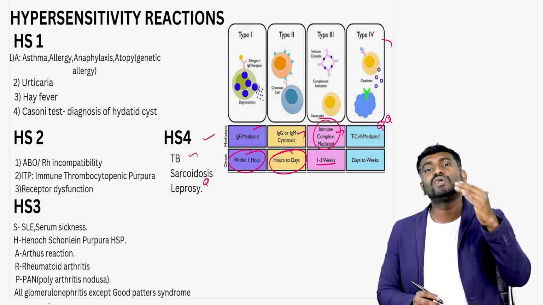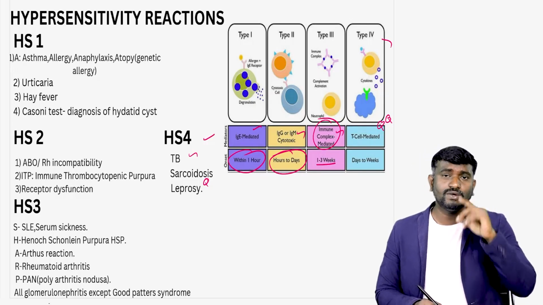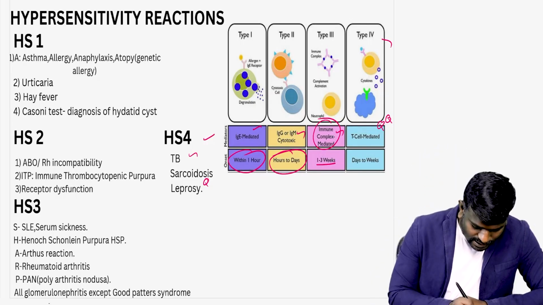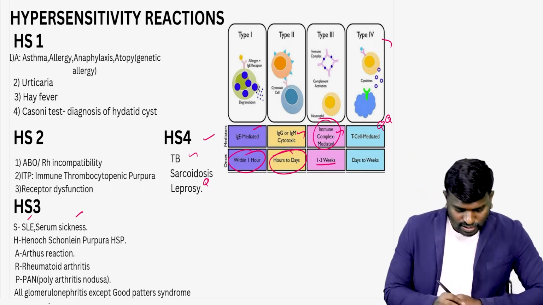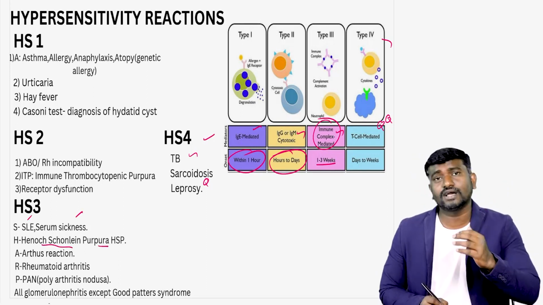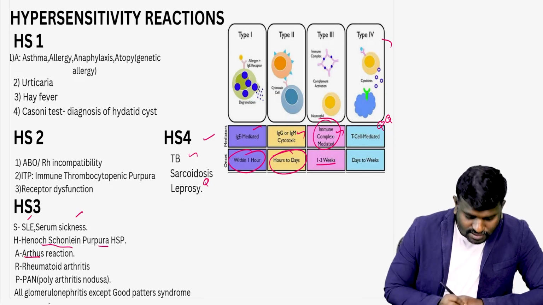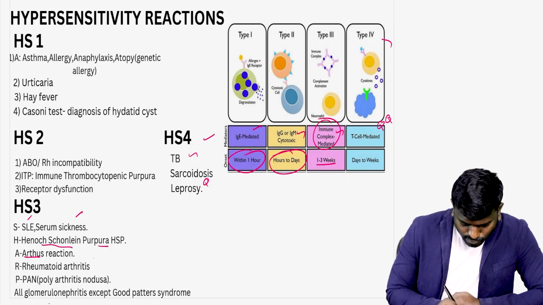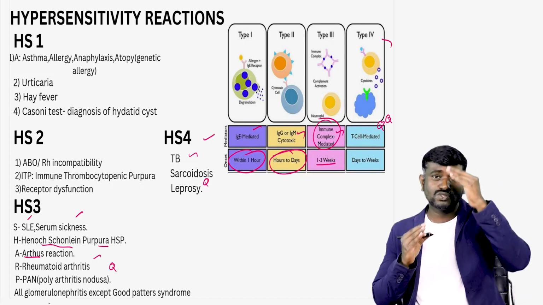Type 3 comes with the mnemonic SHARP. What is S? S for SLE and also serum sickness. H is for Henoch-Schonlein purpura. A is for Arthus reaction. Remember, R is for rheumatoid arthritis, and P is for what? Polyarteritis nodosa.